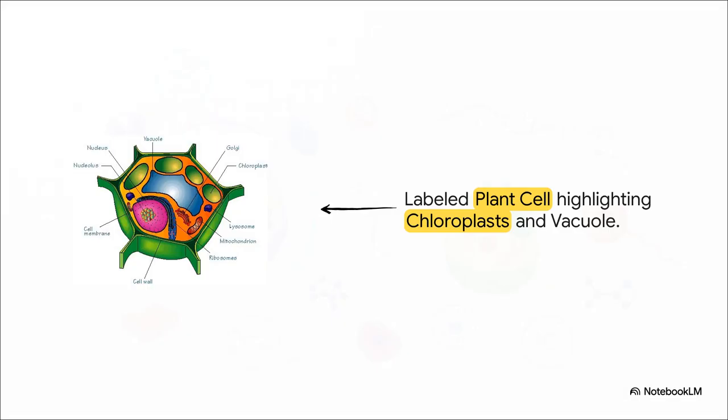Check out this beautifully labeled plant cell. Look at the massive blue vacuole right in the center, doing all the heavy lifting of maintaining water balance and keeping the cell's rigid shape. And notice those green chloroplasts. That's where the green pigment chlorophyll captures light energy from sunlight to turn water and carbon dioxide gas into glucose and oxygen during photosynthesis. It's brilliant.